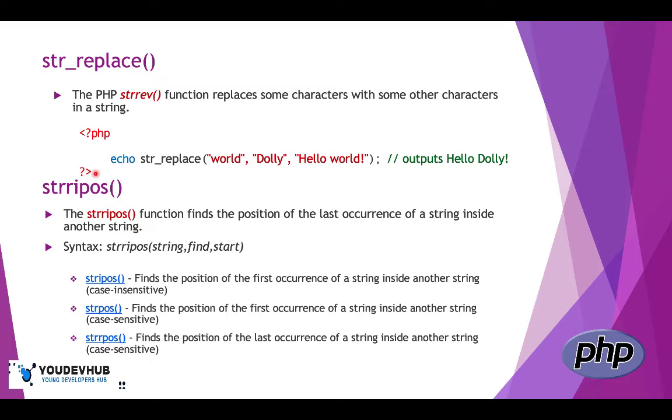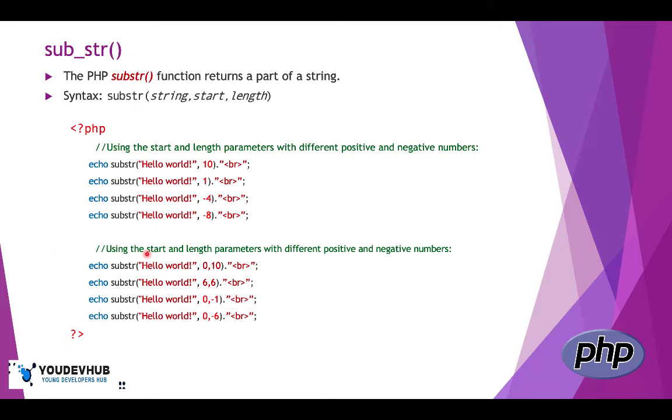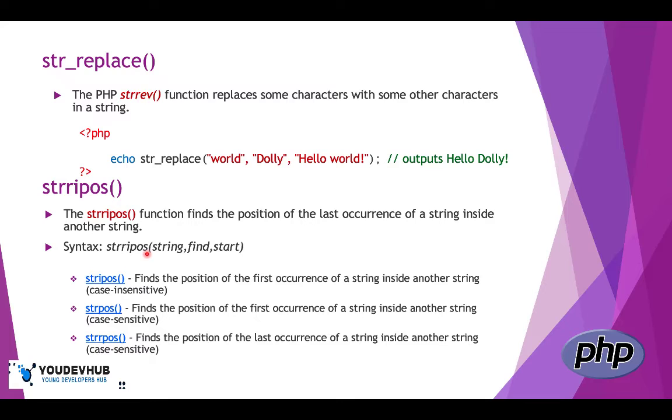Now we also have another function here called string replace. String replace replaces some characters with some other characters in a string. That is quite simple. We have strrpos. The strrpos function finds the position of the last occurrence of a string inside another string. Alright, so let's go back to our text editor and see how that works.